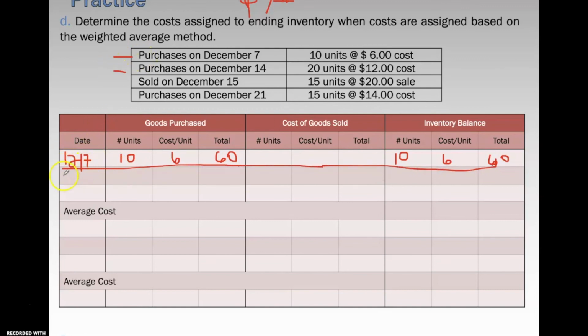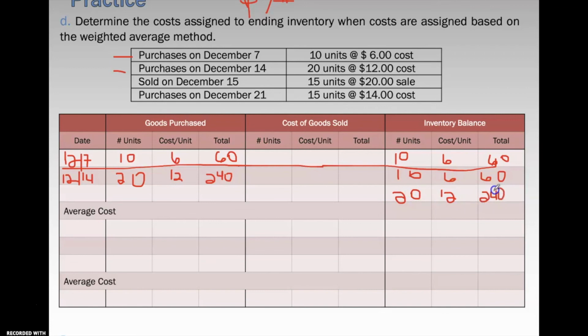Second one is the purchase on the 14th. Part of this is going to be the same, and then we're going to update the average cost for it. So we bought 20 units at $12 for a total of $240. Okay. What do we have? Well, we have the 10 at 6 and 60 from right above. And we have the new order of 20 units at $12 for a total of $240.